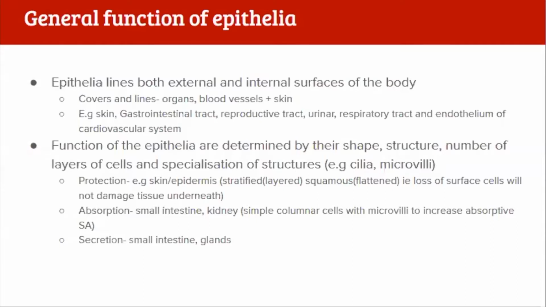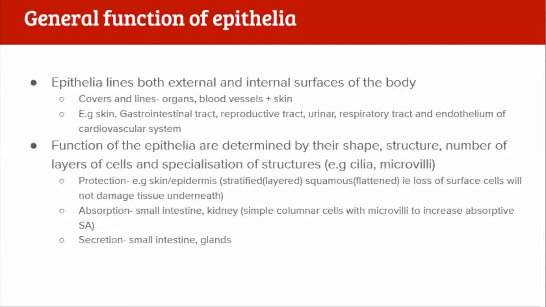And what is their function? It really depends on their shape, their structure, physical things about them. So, the number of layers of cells epithelia have, as well as the specialization of the cells. So do they have cilia? Do they have microvilli? For example, some of them have a protective role, like our skin, epidermis. It's flattened, so it has a high surface area, and it's got many layers. So that means that if your top layers are lost, that's okay. It doesn't really affect the tissue underneath.